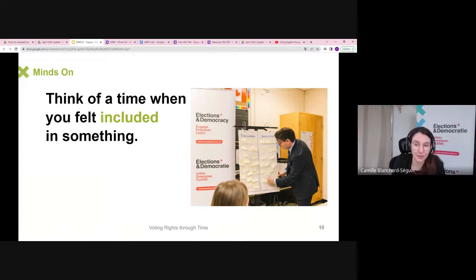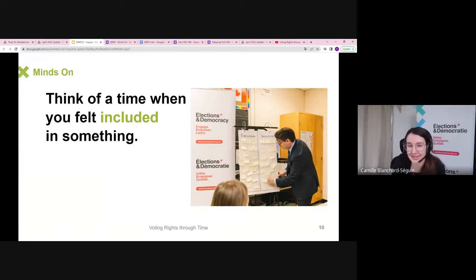So the idea behind this is that the students with you are co-constructing criteria for what inclusion and exclusion look like. And that's the jumping off board into our activity, which will be about inclusion and exclusion in voting rights through time. This way, they're developing their conceptual understanding and they're centered in their own learning. It's their own words that are creating the definition for inclusion and exclusion here.